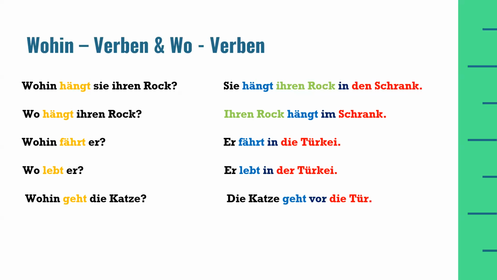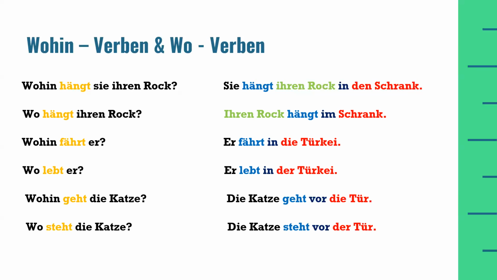Wohin geht die Katze? Where does the cat go? Or where is the cat going? Die Katze geht vor die Tür. The cat is going in front of the door. Here in this sentence, vor is a two-way preposition, and it will act like accusative in this case because the cat is moving, or the cat is going in front of the door. Therefore, we have to use the definite article die for the feminine noun Tür from the accusative case.